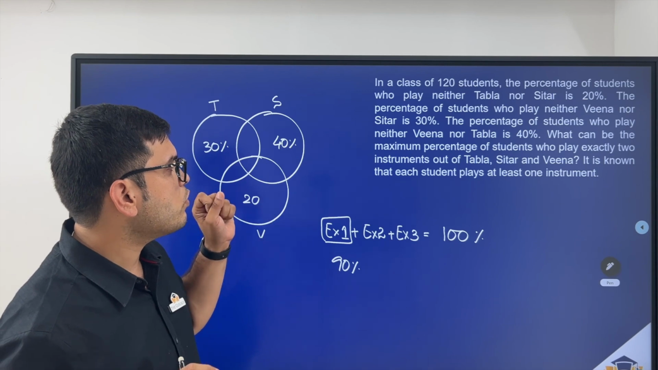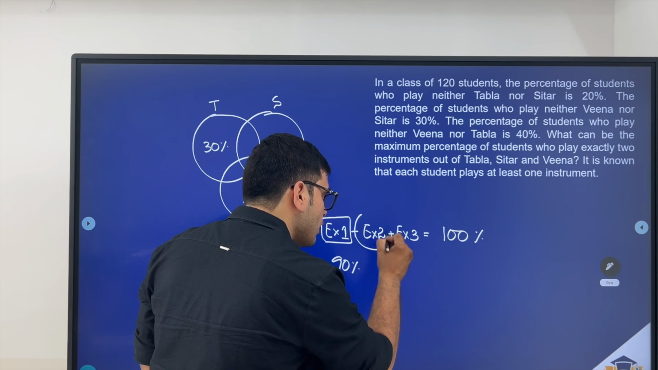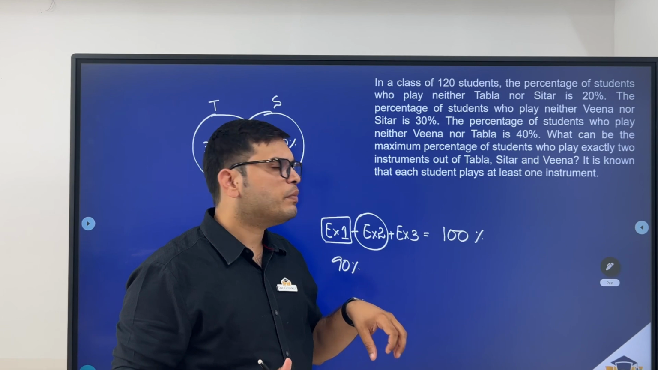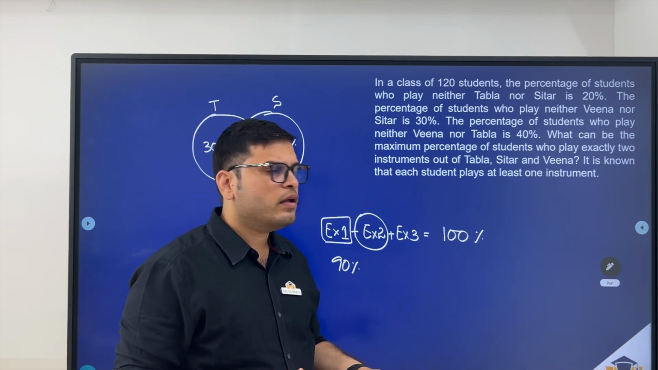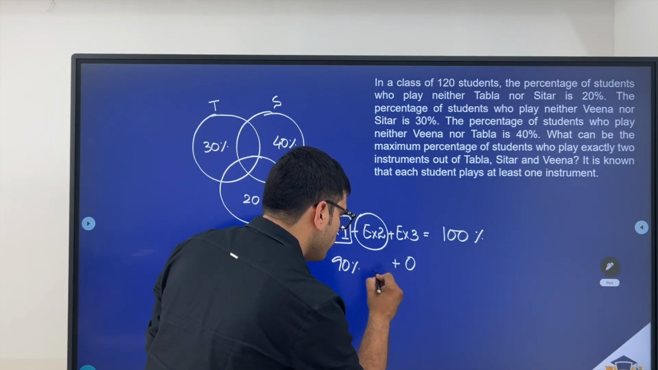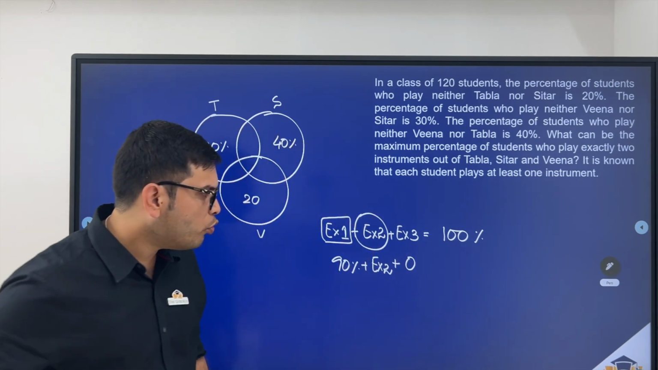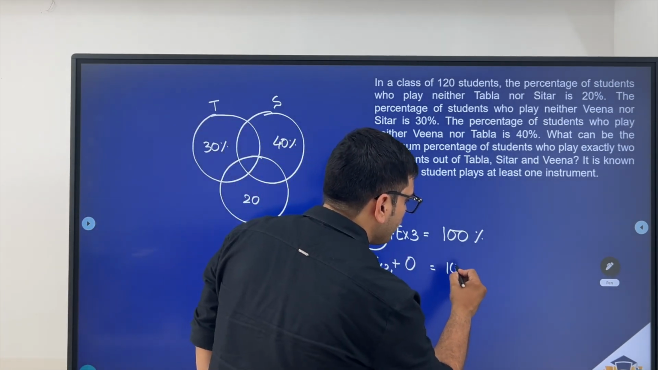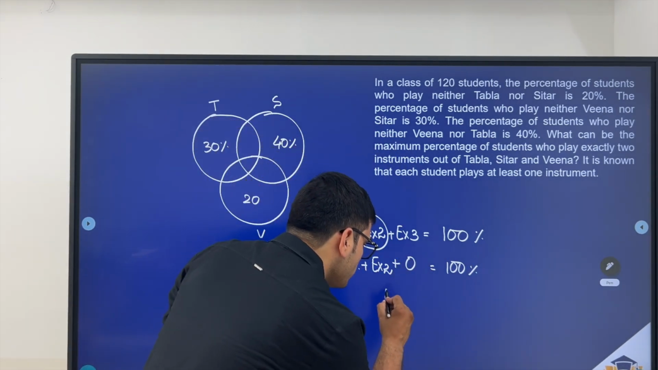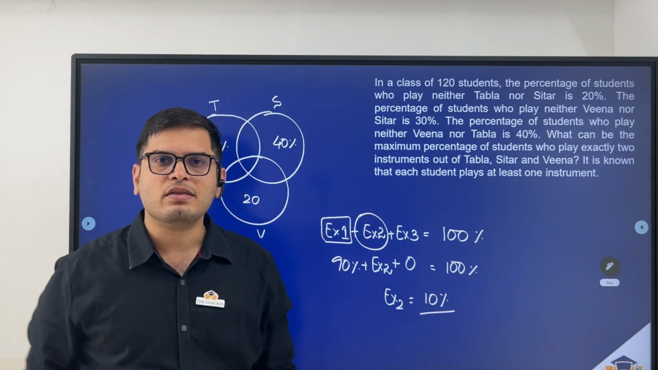And what was asked? We are asked to find the maximum percentage of students who play exactly two instruments. So we need to maximize this value. Now to maximize this value, we have to minimize this. Now what could be the percentage of students who play exactly three instruments? What is the minimum value? 0. Now if I consider this as 0, then 90 plus the percentage of students who play exactly two instruments should be equal to 100%, so the percentage of students who play exactly two instruments should be 100 minus 90, 10%. That should be the answer for this question.